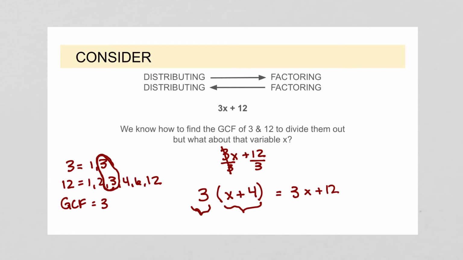We can always check that by just redistributing. 3 times x does give me 3x, and 3 times a positive 4 does give me plus 12. Those are equivalent statements written in different forms. This is your expression over here, but you could think of this as the factored form of that expression.